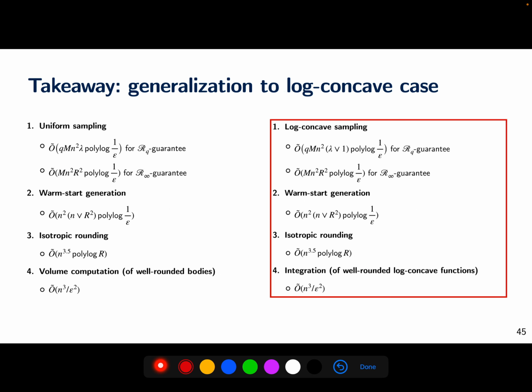So here is a summary of all the problems considered in this talk: log-concave sampling and warm generation, isotropic rounding, and integration. And as you see on the left side, our result exactly generalizes the uniform case to this log-concave case, only up to some additive factors.